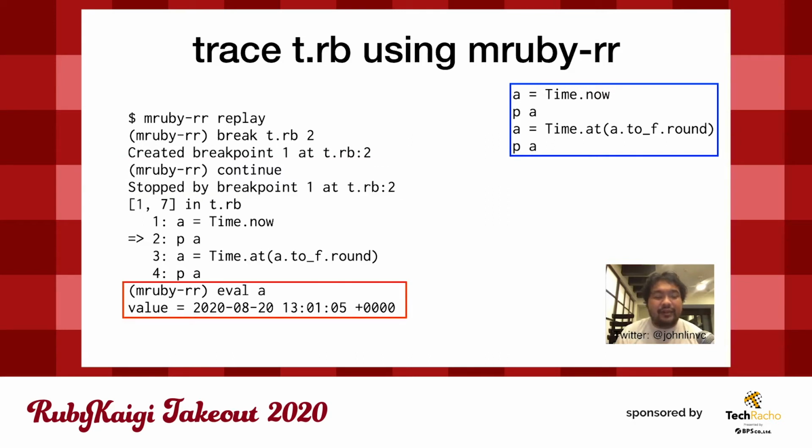And then we do an eval. So we will print out the value of variable a. So it's 13105.